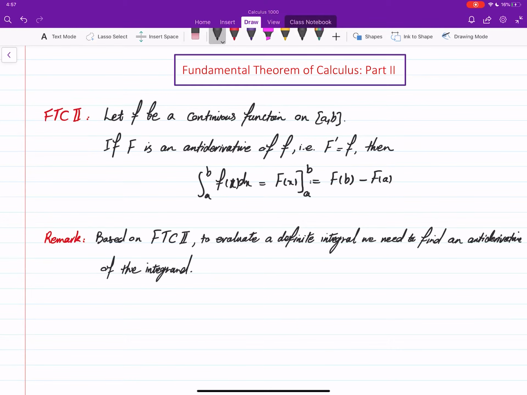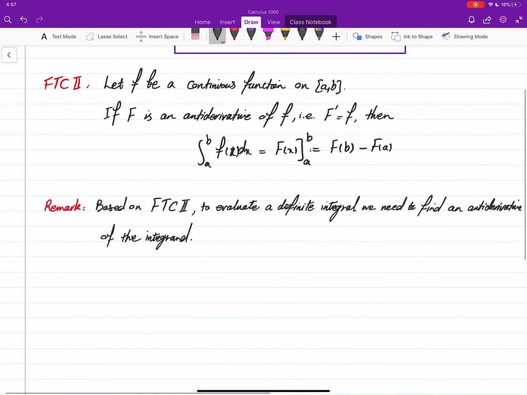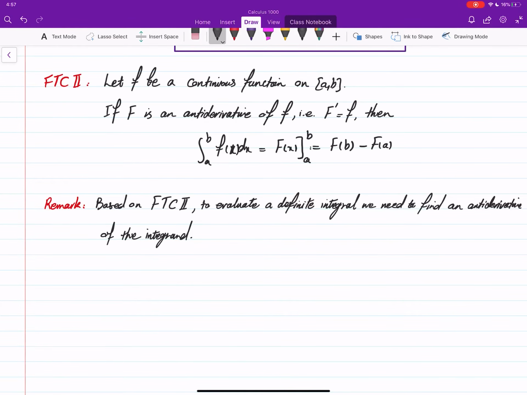Remember, the definition of definite integral was the limit of Riemann sums. You don't need to do any of those things. You just find an antiderivative of the integrand and evaluate that function at the upper limit minus the value of the function at the lower limit. That will be equal to the value of the definite integral.